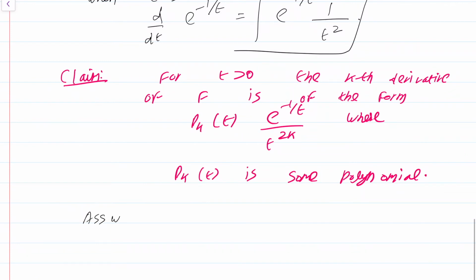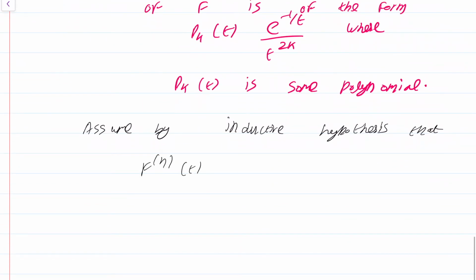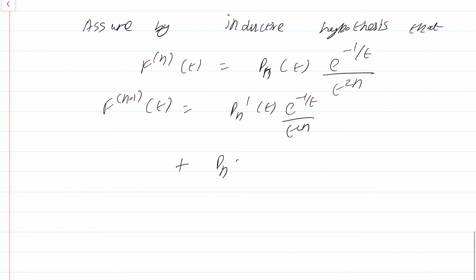So assume by inductive hypothesis that fn of t is actually of the form pn of t times e power minus 1 by t by t power 2n. Okay, now we'll have to show the same thing for the n plus 1th derivative. So f n plus 1, the derivative at t, is going to be nothing but pn prime of t times e power minus 1 by t power 2n, I'm applying the product rule first, plus pn of t into the derivative of e power minus 1 by t power 2n, prime.